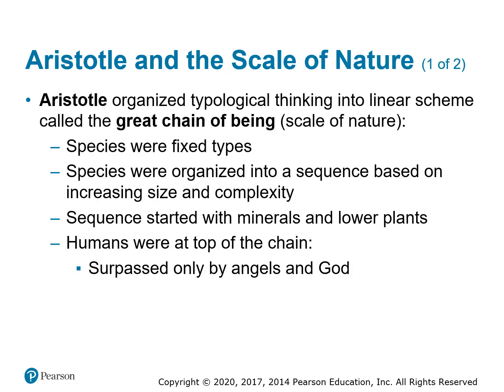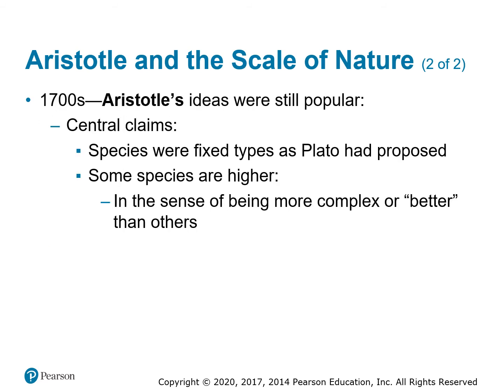Then a little bit later on, Aristotle came up with the great chain of being, which was kind of like a ladder where species were still fixed. However, they were organized into increasing complexities, and there were higher and lower organisms. Here, the only things higher than humans were angels and God. After the 1700s, these ideas were still really popular, and it wasn't until here that we started having a little bit more thought through Lamarck.